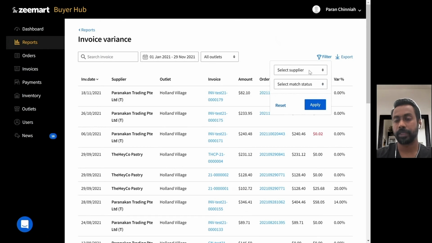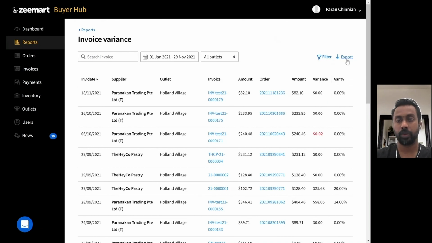You may also filter this report by specific suppliers or choose by the filtering criteria, where the invoice is higher, lower, or it matches, or if there is an invoice without matching PO. This would usually mean that either the supplier did not indicate Zeemart's purchase order in their invoice, hence they are not taggable, or the order may have taken place outside Zeemart's system. You can also export this data for further analysis.